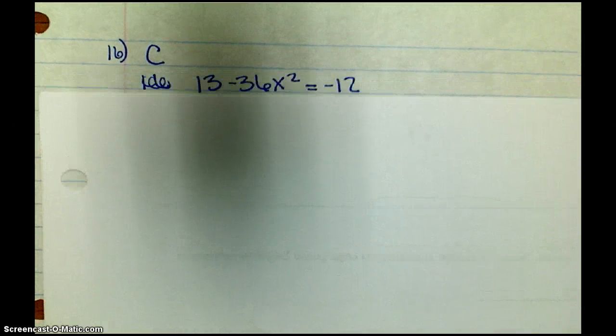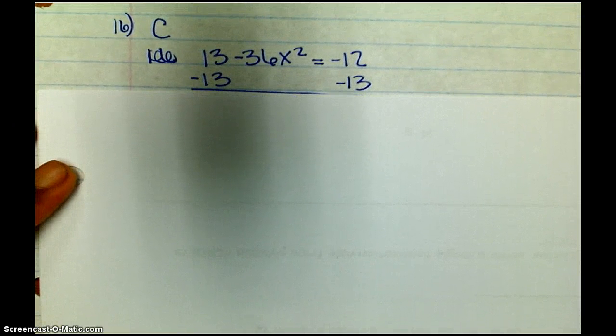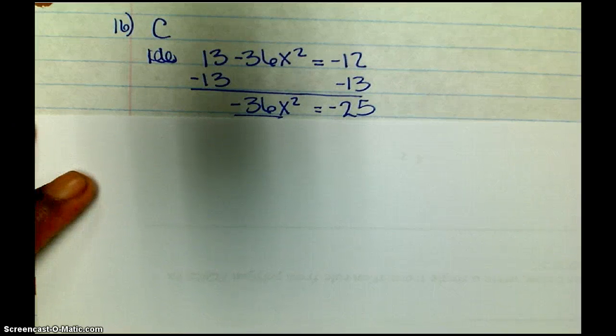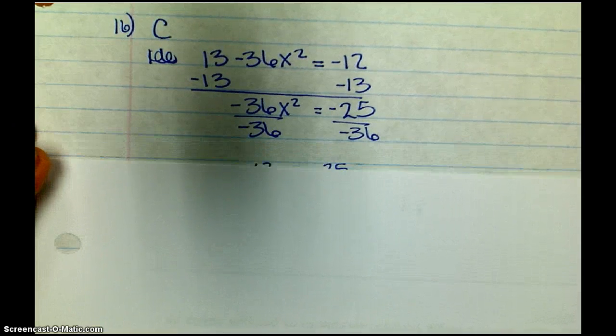C for number 16, and I did the work. I don't just write down the answer. I went ahead and subtracted 13 from both sides. That gave me negative 36x squared equals negative 25. Divide both sides by negative 36.